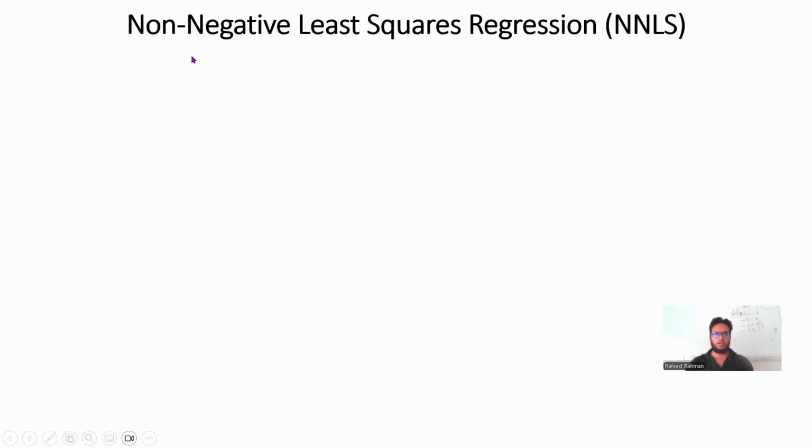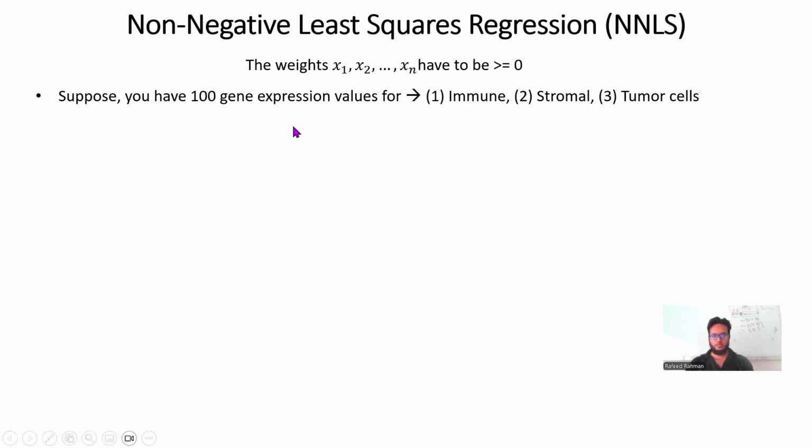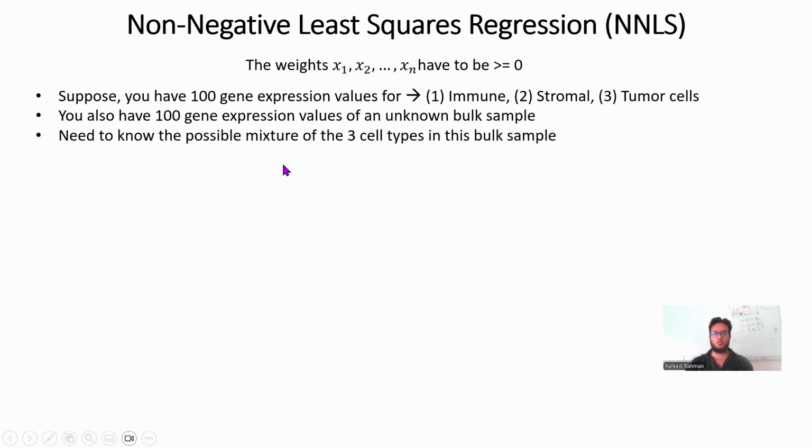That is where we use non-negative least squares regression, NNLS. Here, all the x's, or all the coefficients, have to be greater than or equal to 0. So the example is this. You have 100 gene expression values for these three cases: immune cells, stromal cells, and tumor cells. You know each of their gene expression values for the 100 genes. Also, you have the gene expression values of the same 100 genes for an unknown bulk sample. What you have to do is find the possible mixture of these three cell types that constructs this unknown bulk sample. That means, what is the percentage of immune cells in the bulk sample, the percentage of stromal cells, and the percentage of tumor cells.